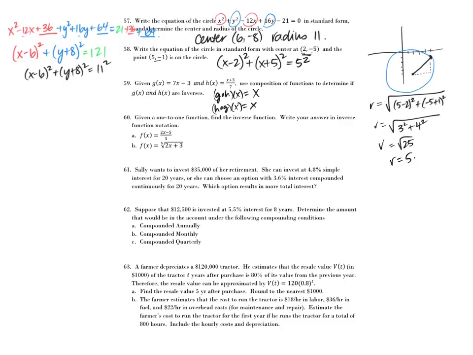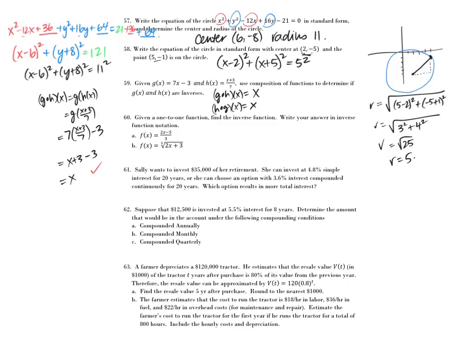So if I do g composed with h of x, that's g of h of x. So that's g of, what's h of x? H of x is x plus 3 over 7. So I'm going to plug that into the function g. So it's going to be 7 times that thing, x plus 3 over 7, minus 3. So when I multiply 7 over 7, that makes 1, so that's going to go away. So I'll just have x plus 3 minus 3, which is just x. So that's one way. So that checks out.